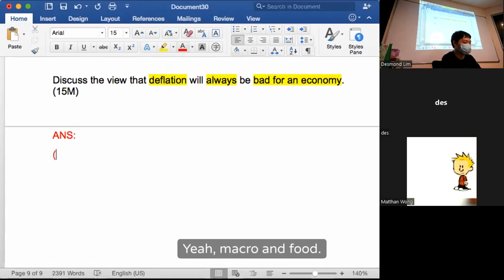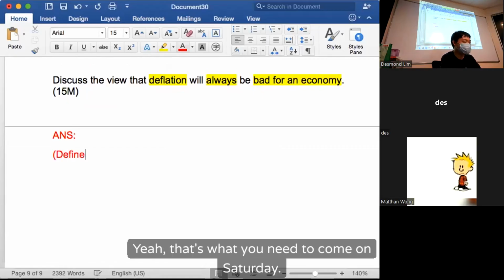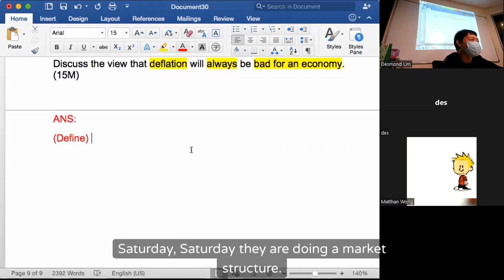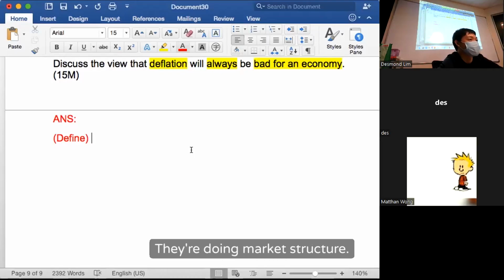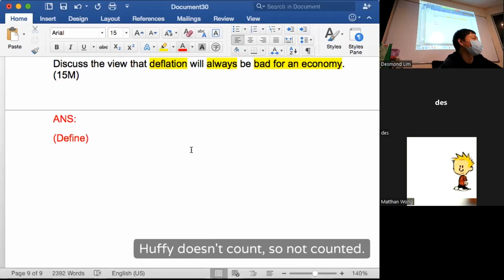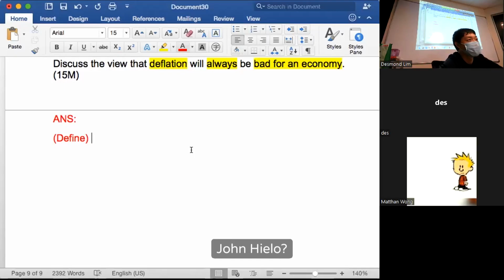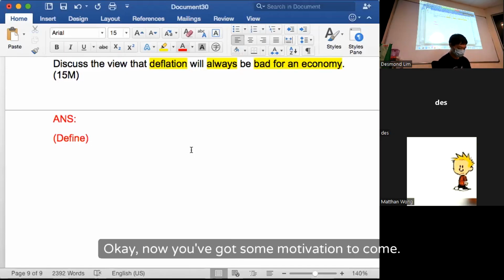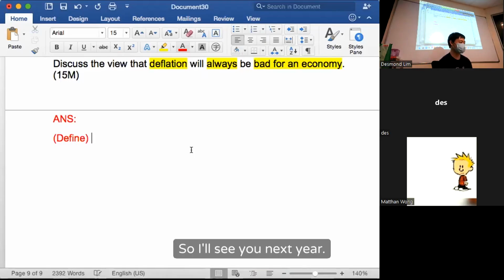Macro. I think you're taking this up from the exam. Yeah, that's why you need to come on Saturday. Saturday they are doing market structure. And then your friends are there. So Martin, Jonathan, yeah, you should come. You have friends. Lace, yeah. Okay, now you got some motivation to come. So I'll see you next year. Because it still won't come.